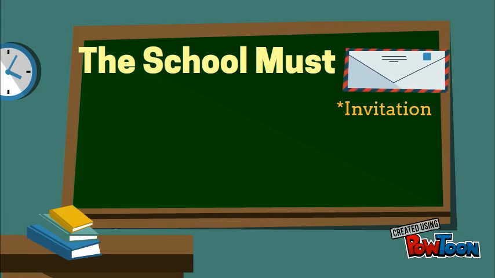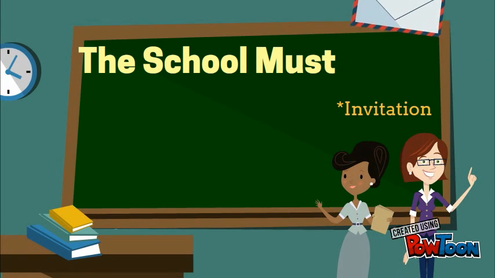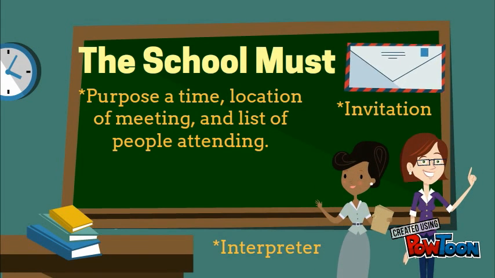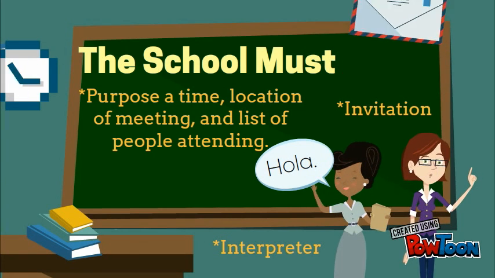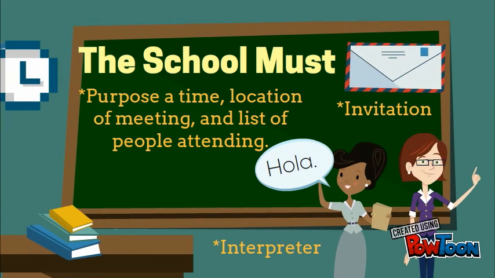The school must invite the parent with prior written notice 5 school days in advance, propose the time and location of the meeting, and list who will be attending. Provide an interpreter if appropriate. Prior written notice must be in the native language or translated orally or by other means so that the parent understands the notice.